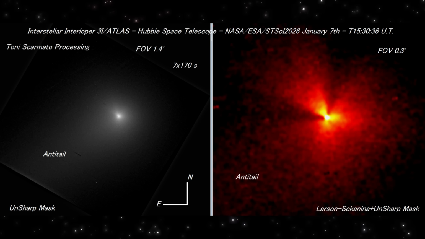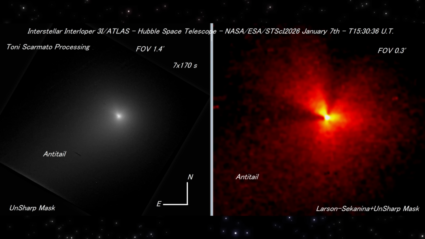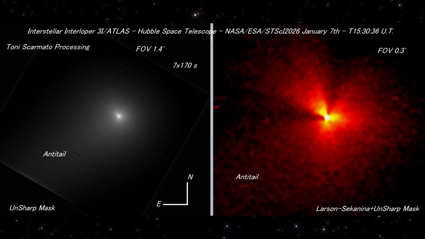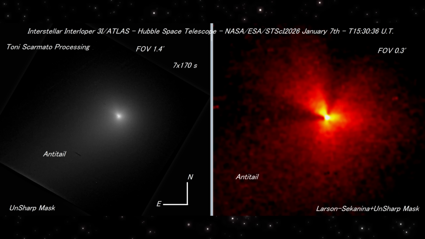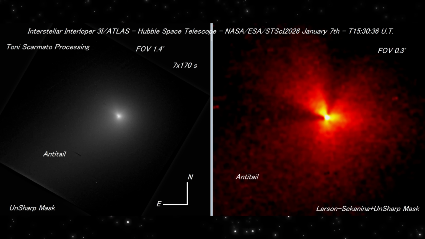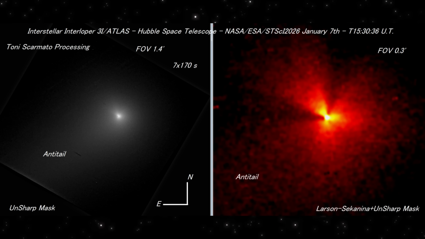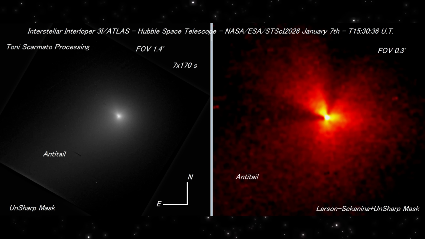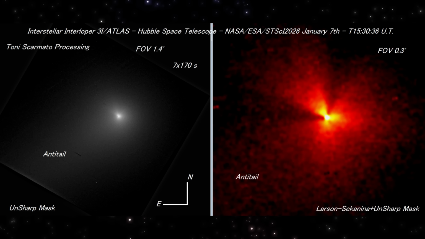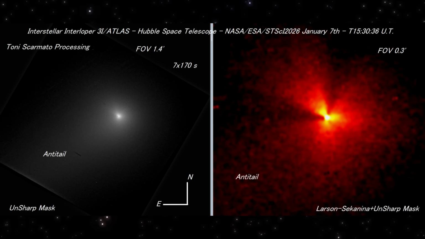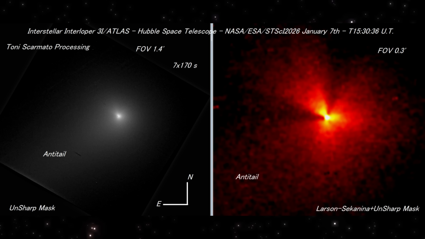Let's slow this down and talk about what this image actually shows. Today, a new processed image of 3I Atlas was shared by Toni Scarmato. The data comes from the Hubble Space Telescope and was captured on January 7, 2026. The observations themselves are not new. What's new is how the inner coma is being examined.